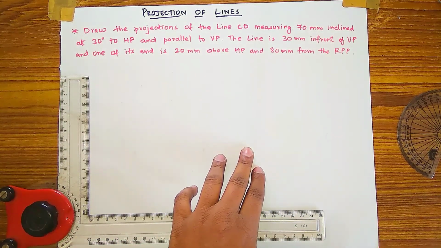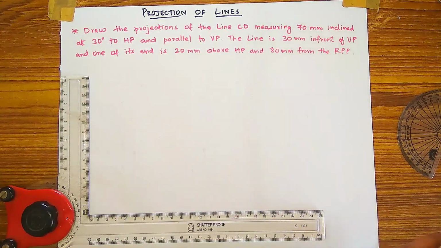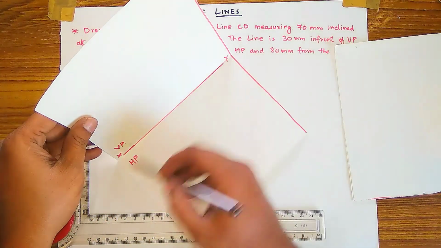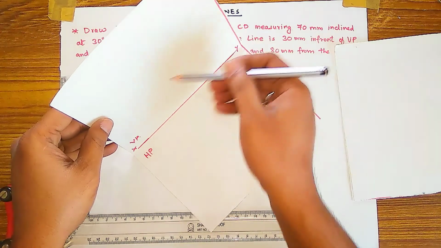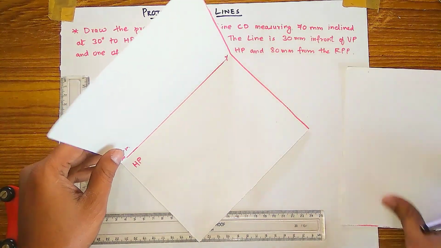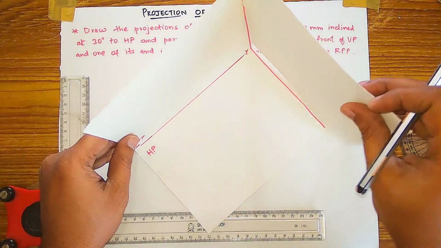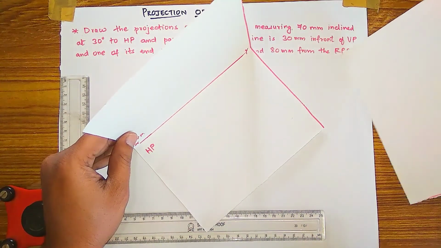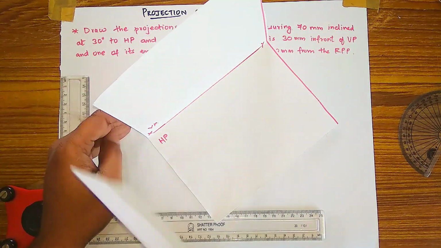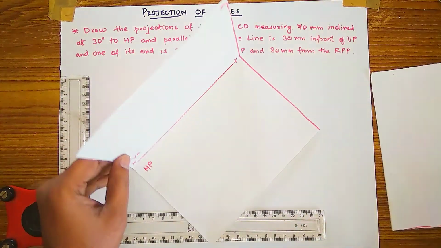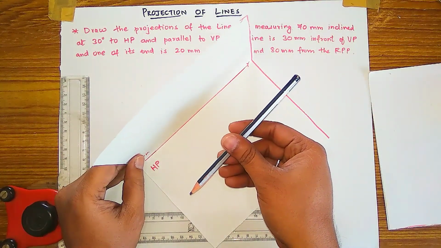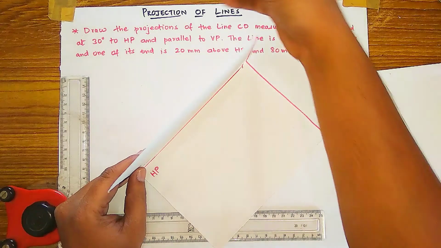So first I am going to explain theoretically how to do it. The projection of lines is drawn on a common XY line, and this is the vertical plane and this is the horizontal plane. As in the question, the right profile plane is on the right side. Suppose if the left profile plane is given, you have to keep it on the left. And this is the first quadrant.